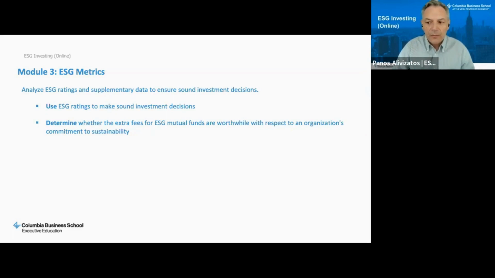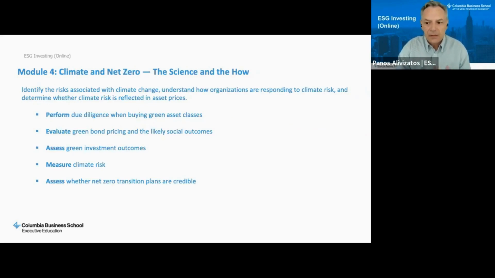In the fourth module, we will talk about climate and net zero. We will identify the risks that are associated with climate change. We will understand how organizations are responding to these climate risks, and we will determine whether climate risk is reflected in asset pricing. We will perform due diligence in different green asset classes, so that when we buy them we have all the information, or are able to dig in order to find it. We will evaluate green bond pricing and the likely social outcomes. We will assess green investment outcomes. We will measure the climate risk, and we will assess whether net zero transition plans are credible.